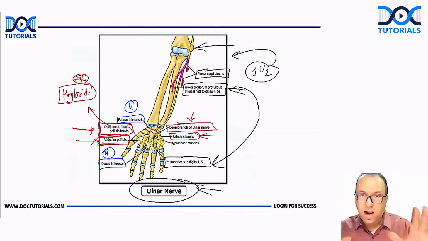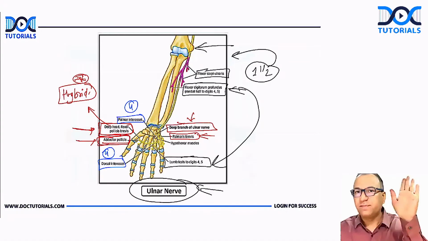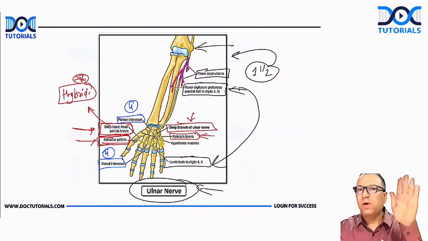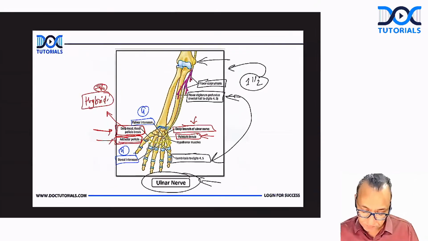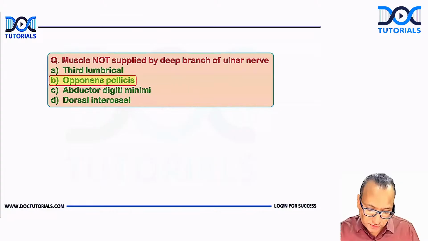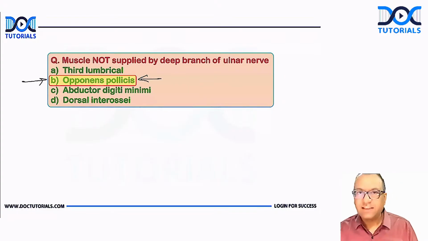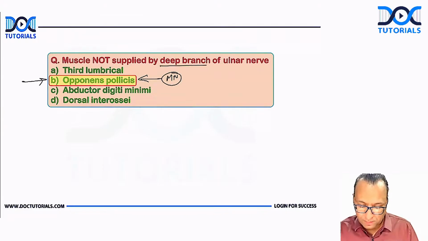So this is what the ulnar nerve is supplying, and whatever is left will be supplied by the median nerve, because there are only 2 nerves here. Either you supply by ulnar nerve or you have median nerve. If you remember what the ulnar nerve is supplying, whatever is left will be supplied by the median nerve. So whatever we have not discussed here will be supplied by the median nerve. Anyhow, here your answer is choice number B, because opponens pollicis is supplied by the median nerve. It is not supplied by the deep branch of the ulnar nerve.